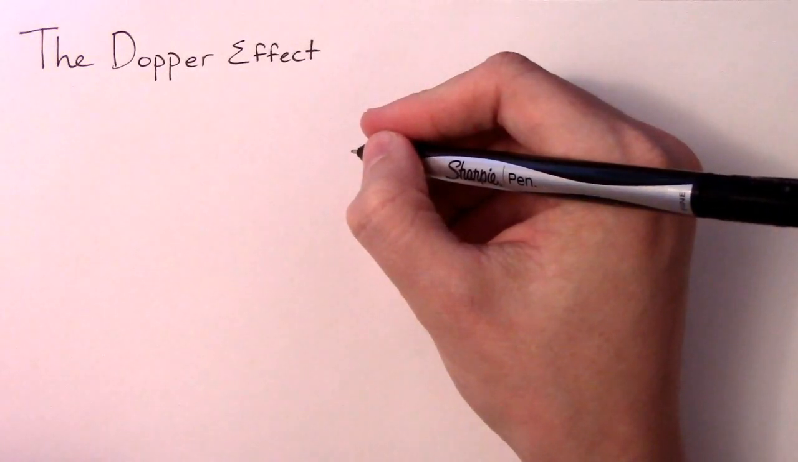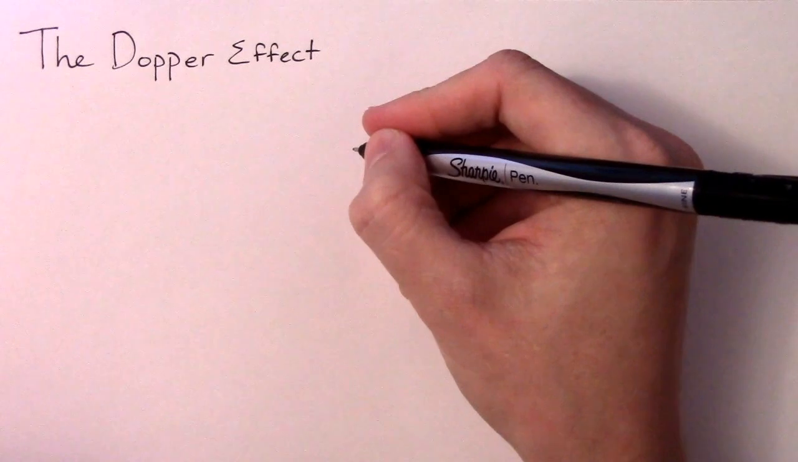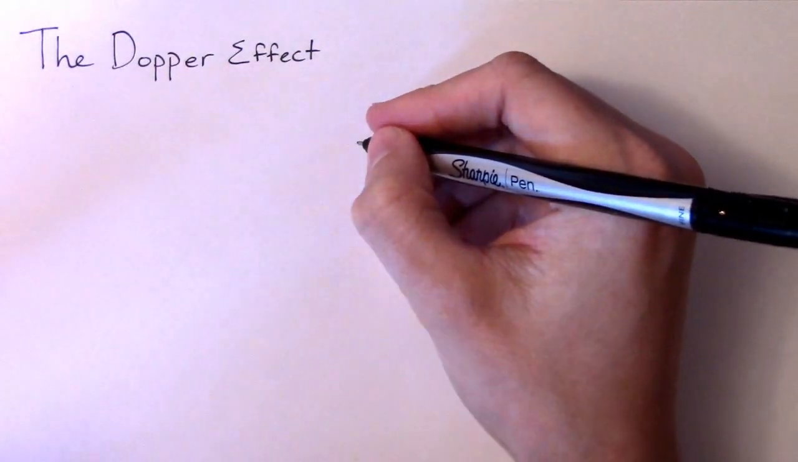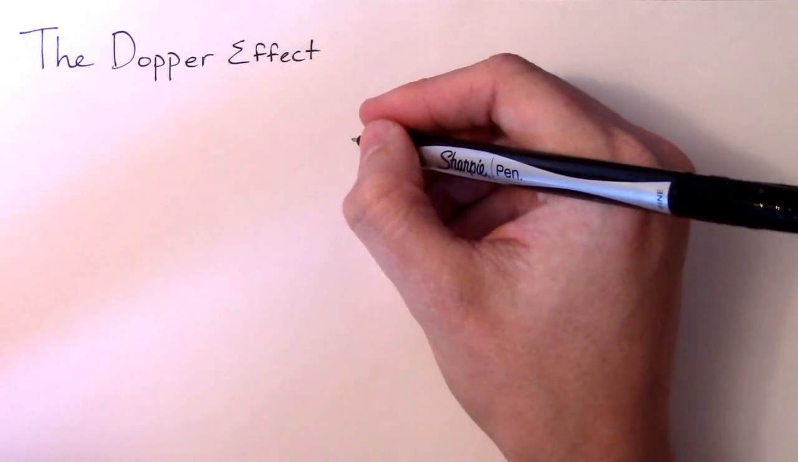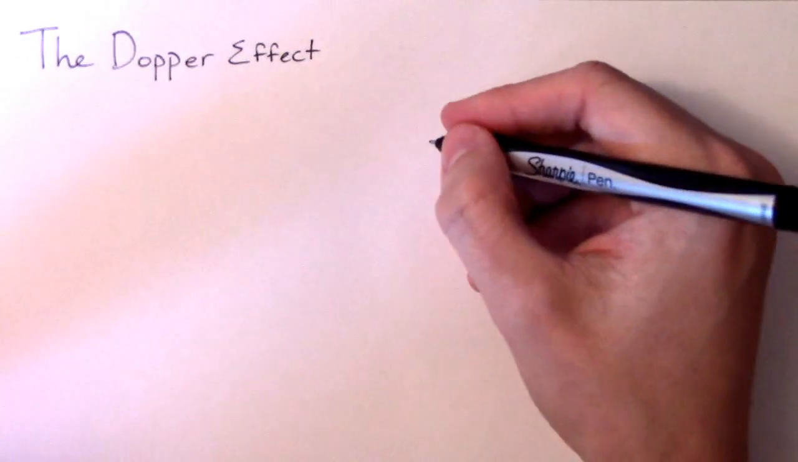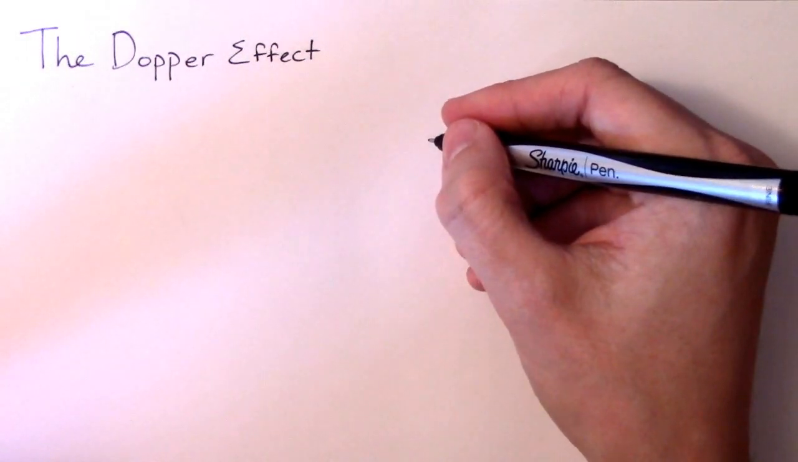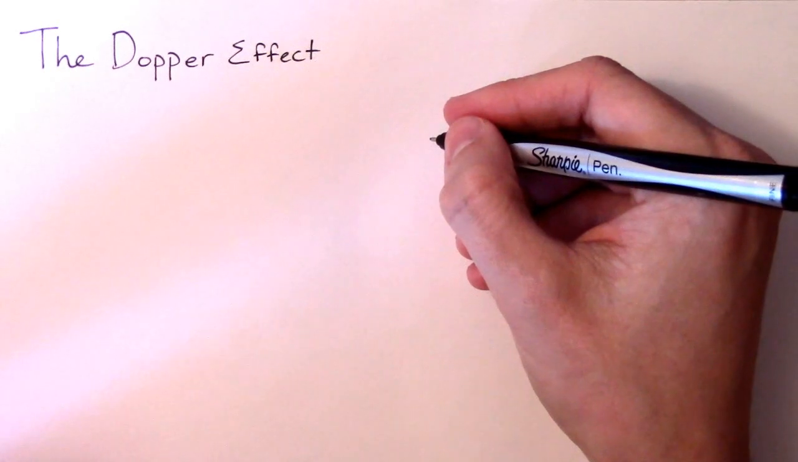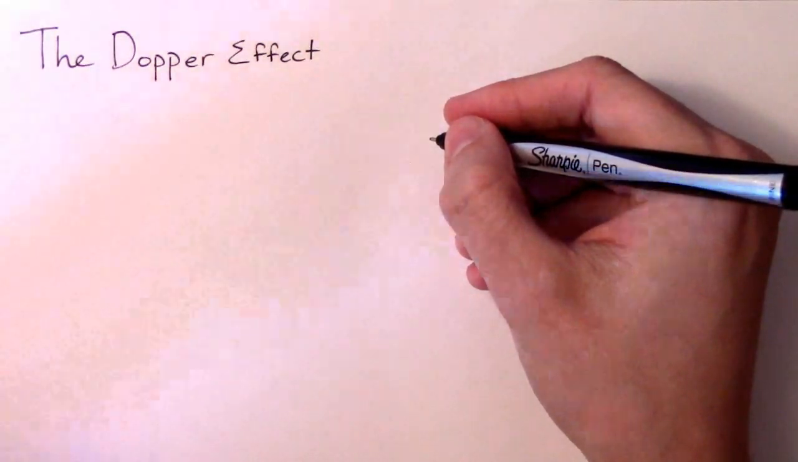Hey guys, Mr. Barnes here, bringing you a little video, and this one's going to be on an explanation of the Doppler effect. So the Doppler effect is the apparent change in frequency of a sound from an object, maybe a police car, fire truck, screaming baby, as it moves relative to an observer watching or listening to that sound.